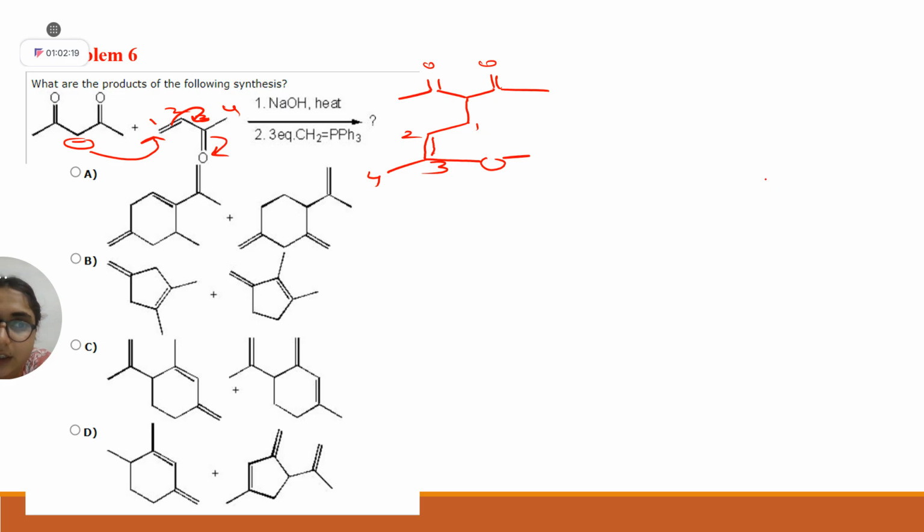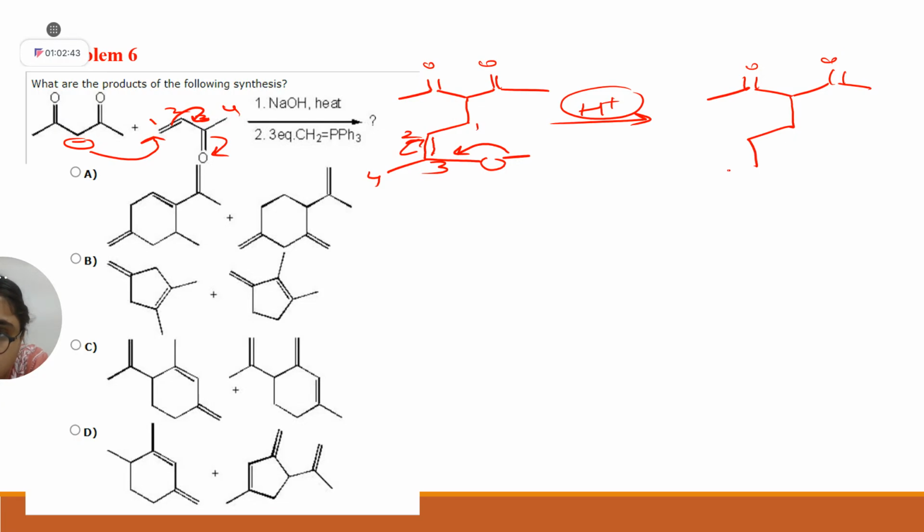Till this point everything clear? Clear, ma'am. Good. Now what will happen? It will take H plus from your reaction medium. This O negative will come back, and this carbanion will take H plus, and you will get this ketone. What I will say, you will get this triketone. Till this point, is it clear how I have attained this intermediate? Yes, ma'am. Everyone clear? Yes, ma'am. Very good.